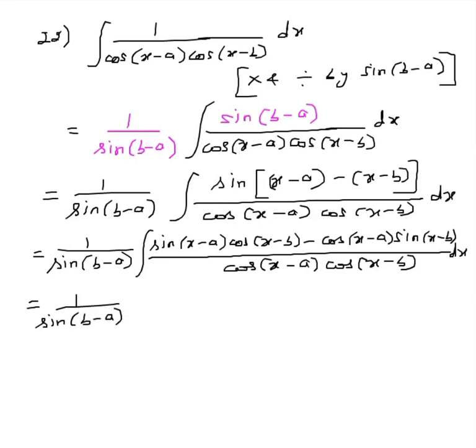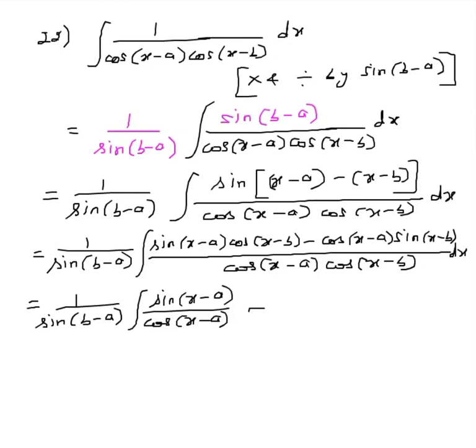Now let us divide. We have two terms in the numerator. Let us divide each term by the denominator. In the first term, cos (x minus b) will get cancelled. You get sine of (x minus a) divided by cos of (x minus a). Cos (x minus b) gets cancelled. Minus the second term.